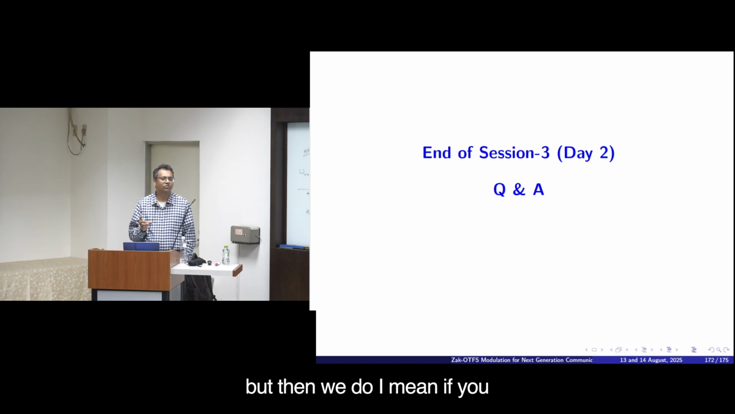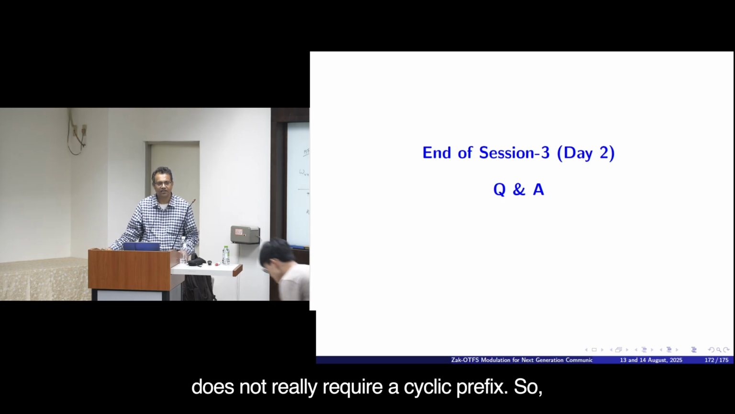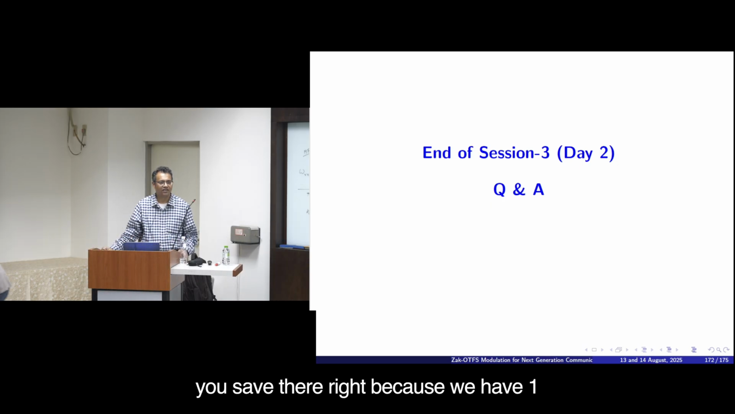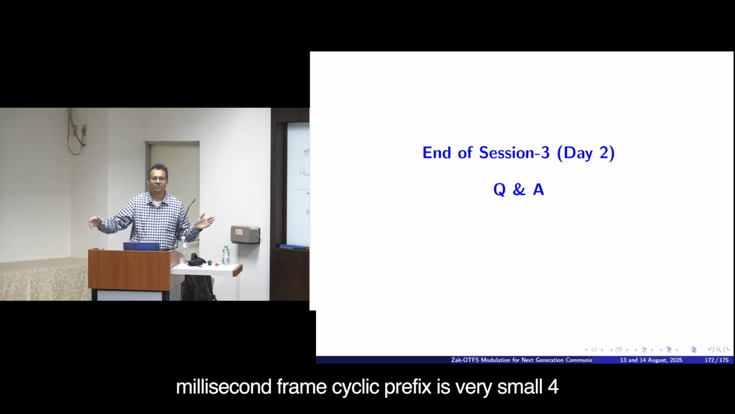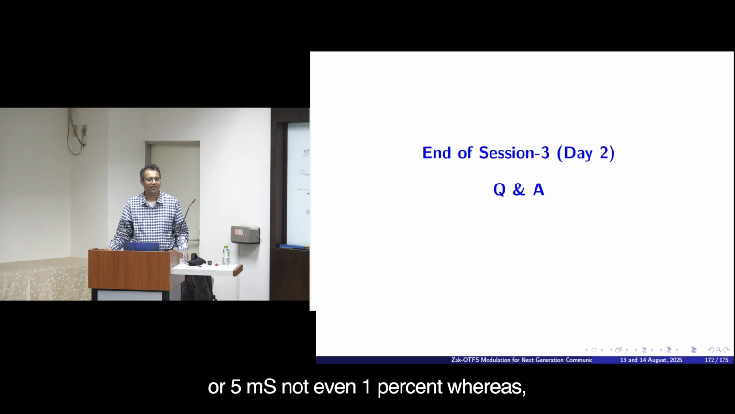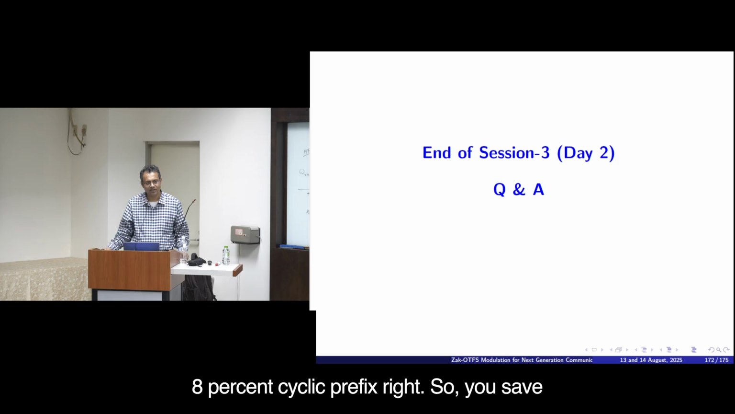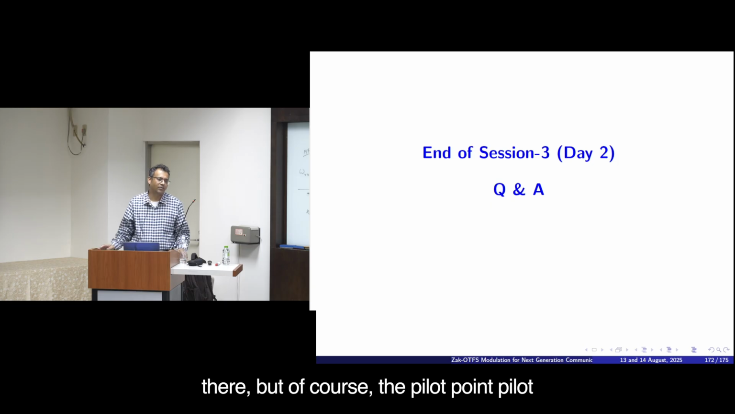But then, if you look at the unconstrained ZAC OTFS, it doesn't really require a cyclic prefix. So you save there, because you have a 1 millisecond frame and the cyclic prefix is very small, 4 or 5 microseconds, not even 1%. Whereas typically in OFDM you have a 7 to 8% cyclic prefix. So you save there, but of course the point pilot does have an overhead.